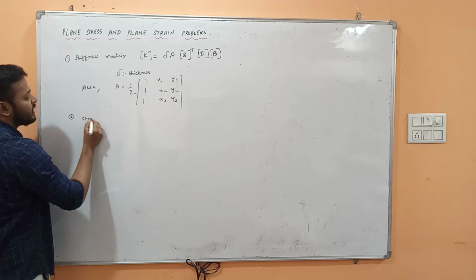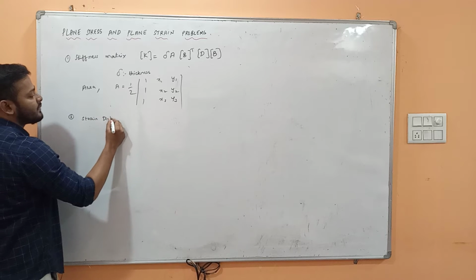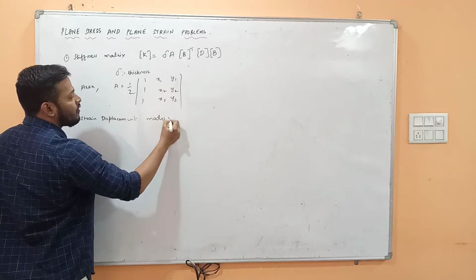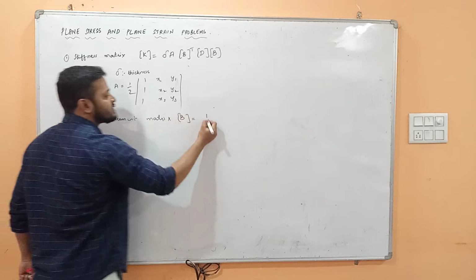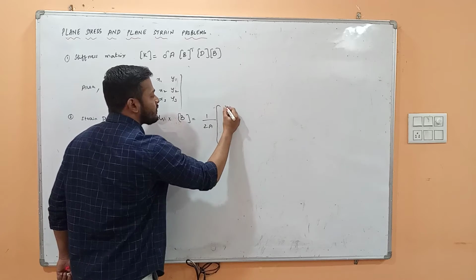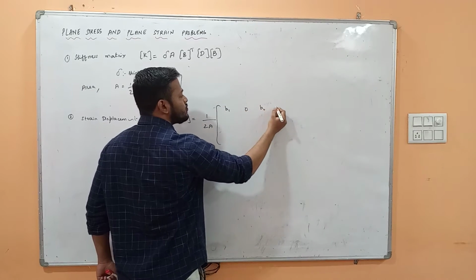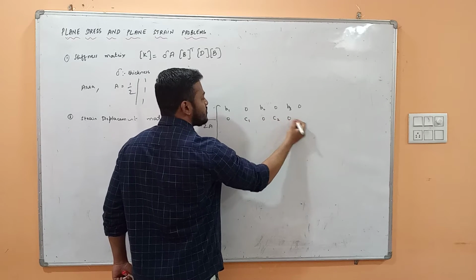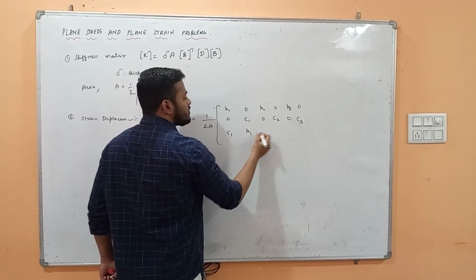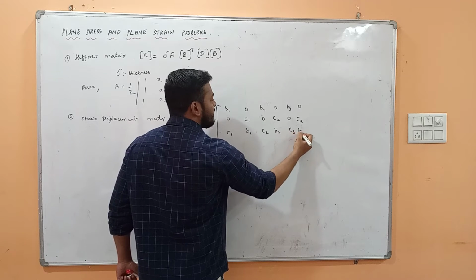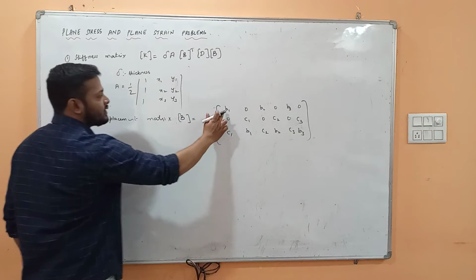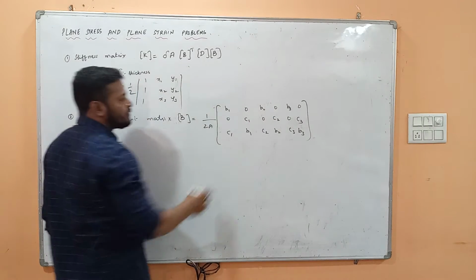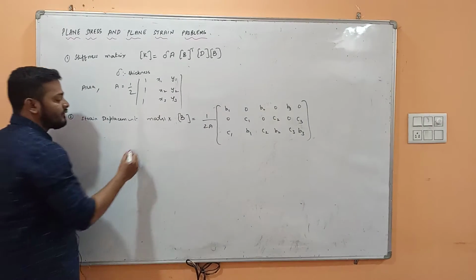The strain displacement matrix B is 1 by 2A times the matrix with rows B1, 0, B2, 0, B3, 0; 0, C1, 0, C2, 0, C3; C1, B1, C2, B2, C3, B3. In this, A is area, which we already got by using the formula. The values B1, C1, B2, C2, B3, C3 can be found by using the formula.